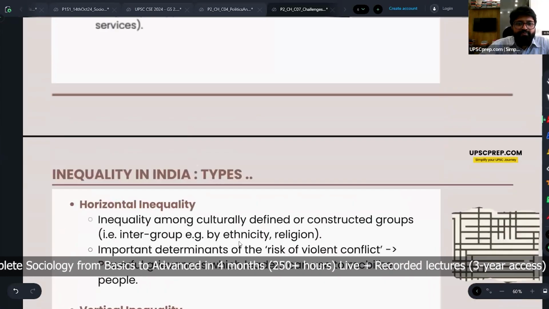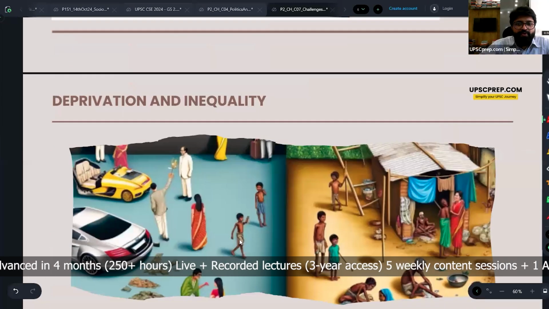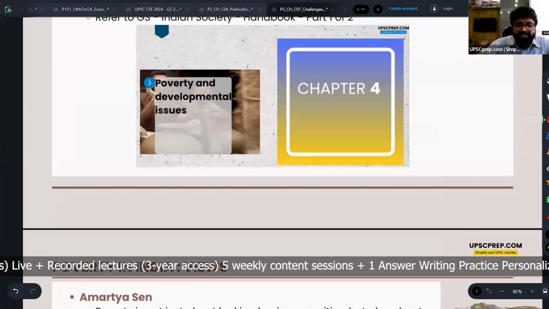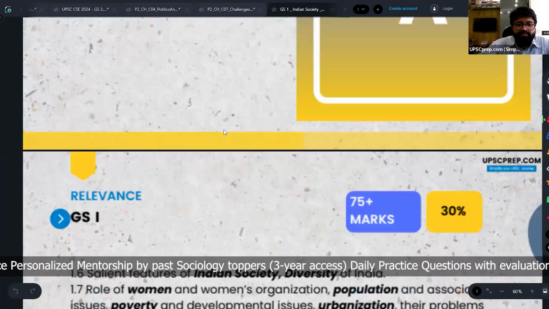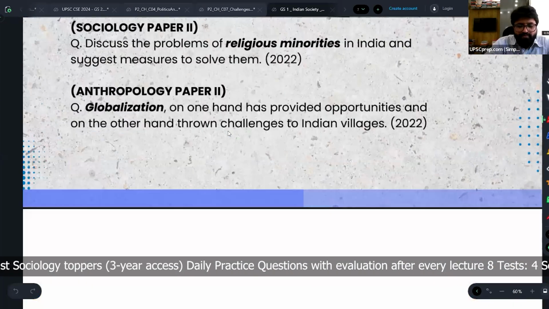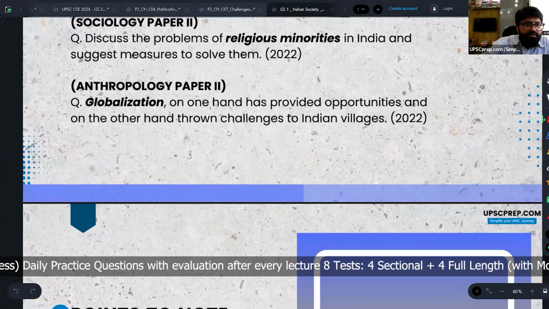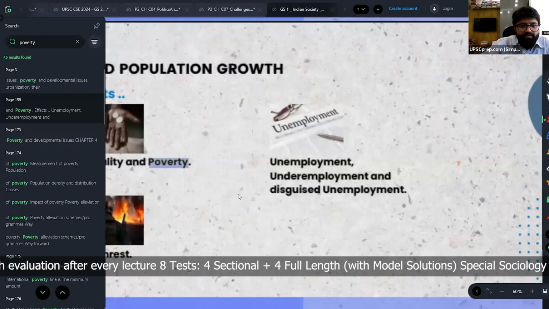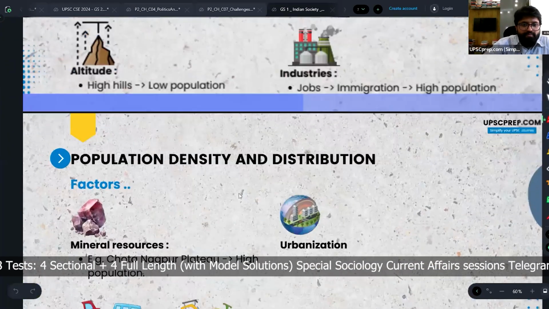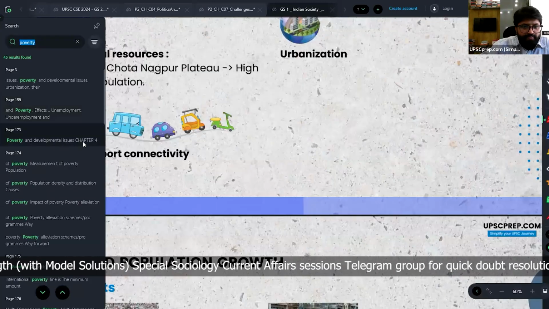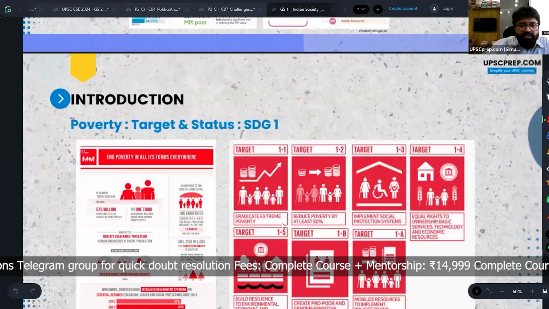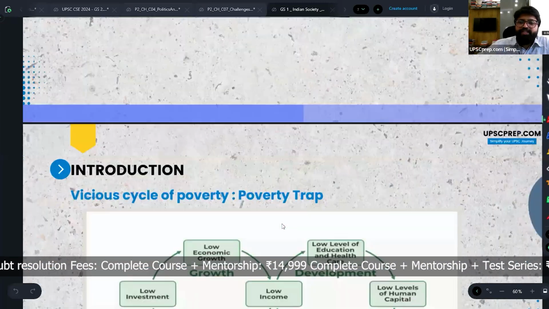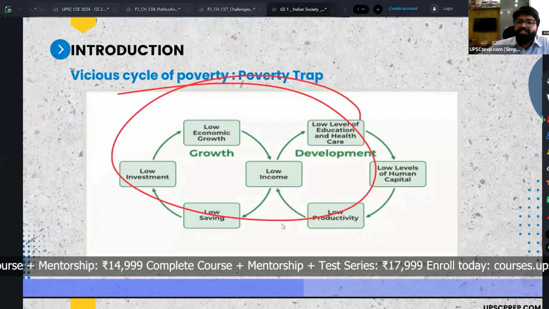Inequality, then poverty, okay. And while I was discussing, I will open the GIS one also. I tend to discuss a lot of things about the vicious cycle.